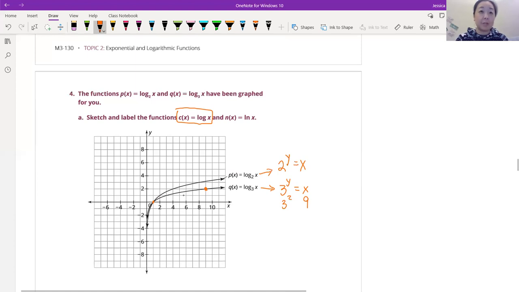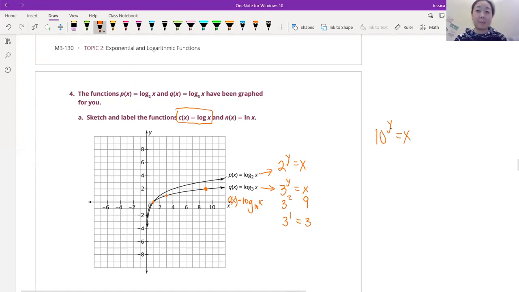Another good one would be right here. When x is 3, what would my y have to be? It has to be 1, because 3 to the 1 power is 3. So I know that log 10 is going to be down here, lower, because the base is higher. So here we go. Oh, this is c of x. I'm just going to write this here. So this is 10 to the y power is equal to x.